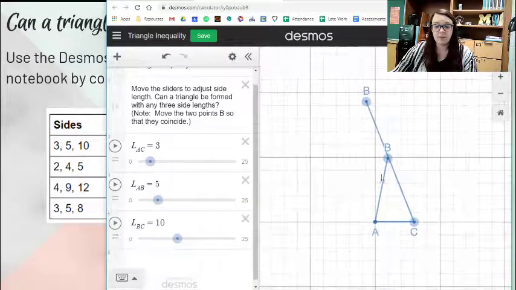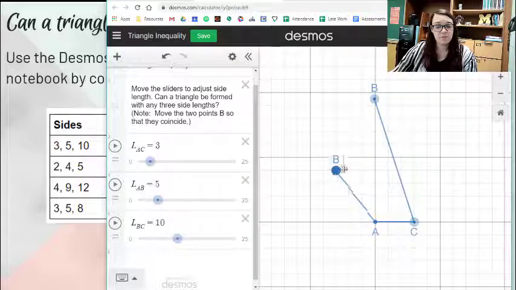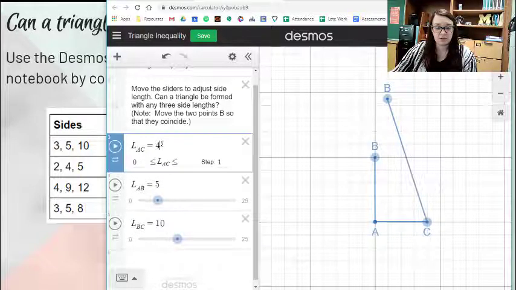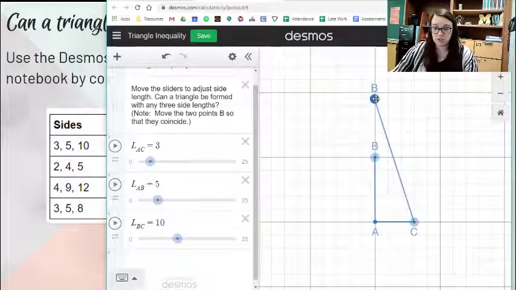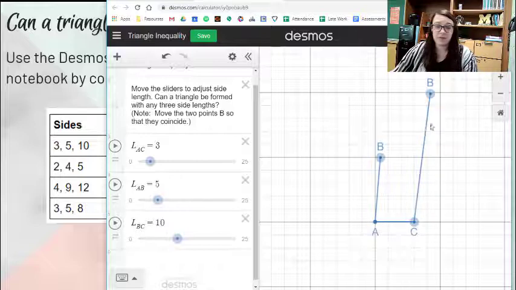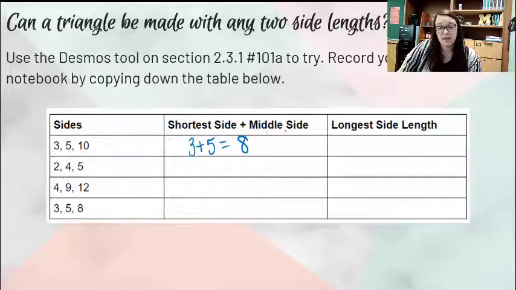I'm going to zoom in a little bit. And our goal is to figure out if these can make a triangle. So let's move them around a little bit and see. If I move these, oops, that changes the length. Let me make sure that sets to 3. So I just want to change the vertices. If I try to move these around, is there any way this could make a triangle? I think not. So for this one, shortest and middle would be 3 plus 5 is 8, and my longest side was 10, and this did not make a triangle. So I'm going to put yes or no out here if it makes a triangle or not.